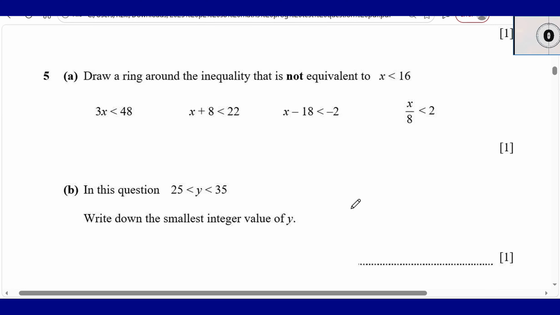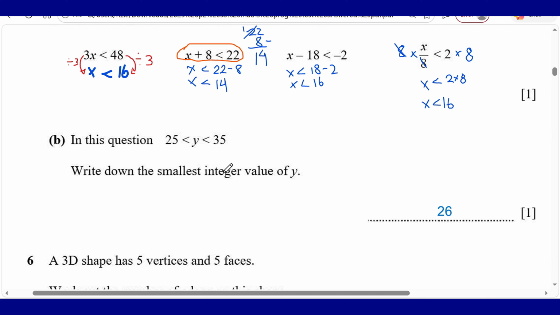Okay guys, let's check it out. So guys, the answer is 26, because after 25 comes 26. I think that's simple. Let's move on to number 6.